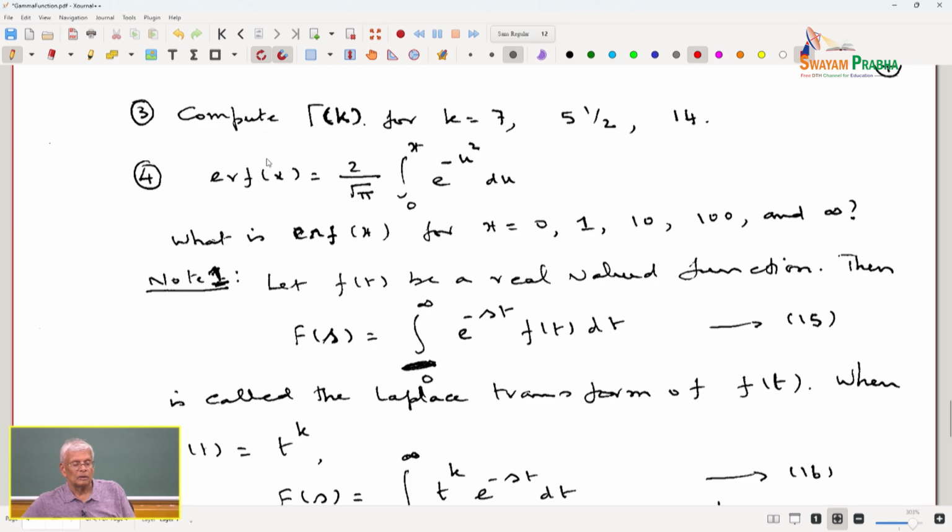These are very good exercises in integration theory that will keep you up to date in integral evaluations. The next homework problem is compute gamma k for k is equal to 7, k is equal to 5.5, k is equal to 14. These are very good exercises in trying to evaluate the integration.